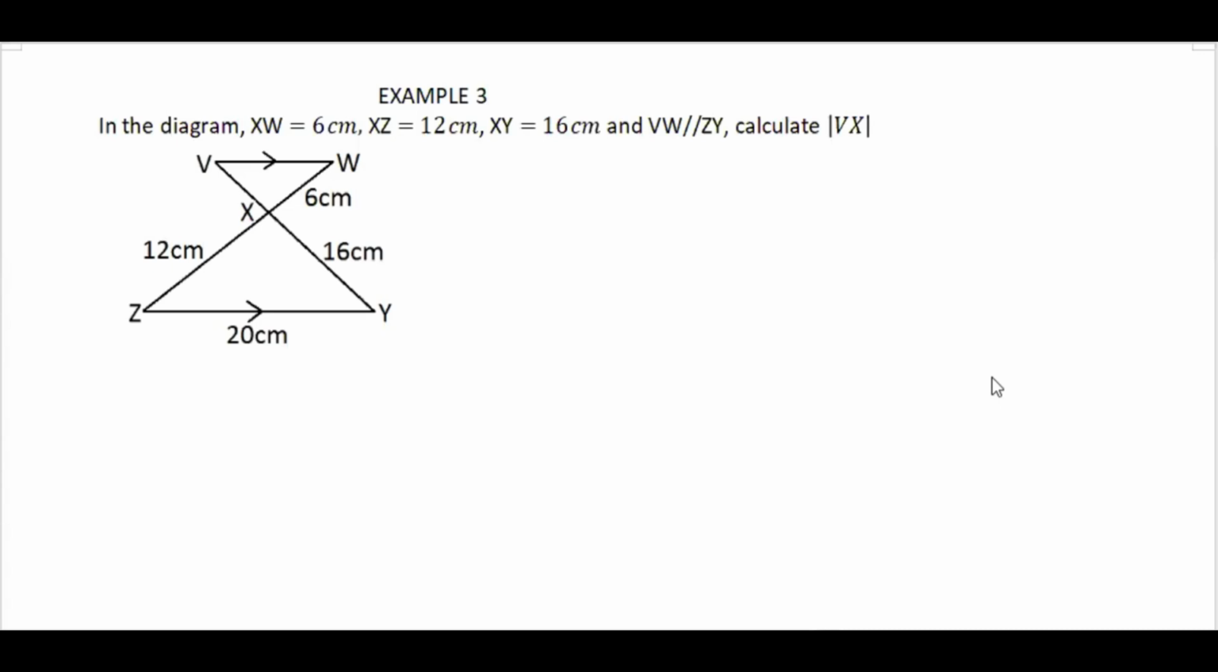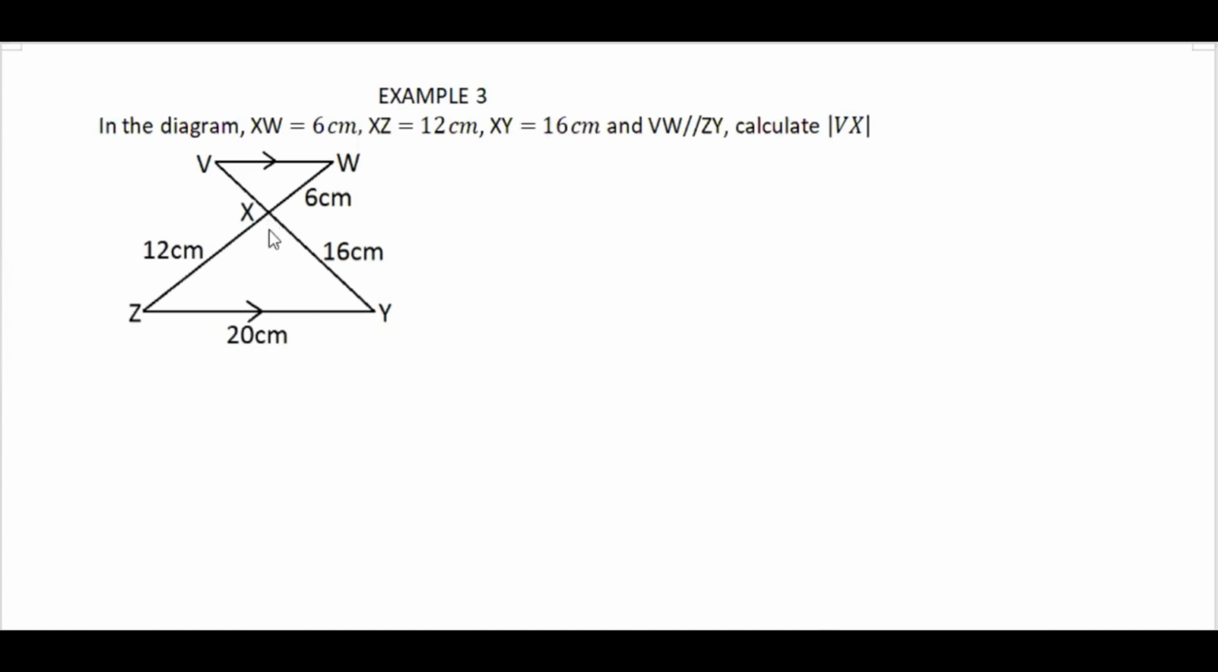On our geometrical ratio, the aspects of similarity. We are given this diagram today in our example 3. We are asked to find the value of Vx. We want to establish that these two triangles are similar.